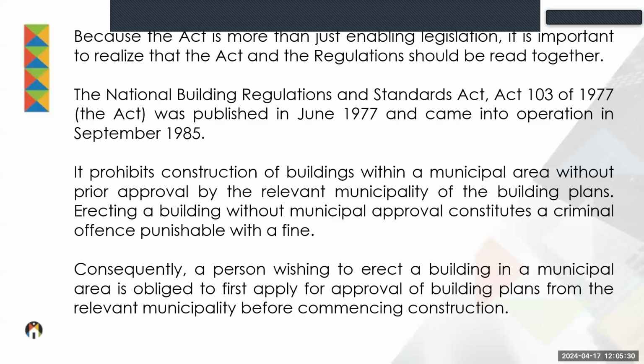So, a little bit of history. The Building Regulations and Standards Act, which we all know as Act 103 of 1977, was published in June 1977. But it took 9 years for a promulgation notice to be published in the Government Gazette to say that it will come into operation on the 1st of September 1985.